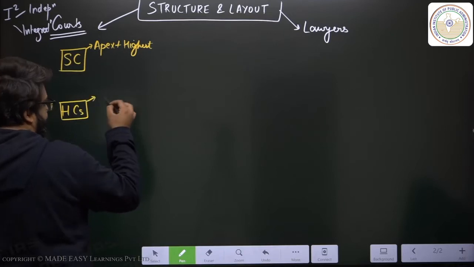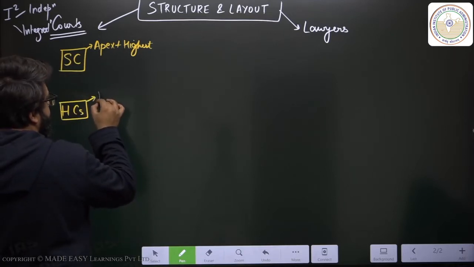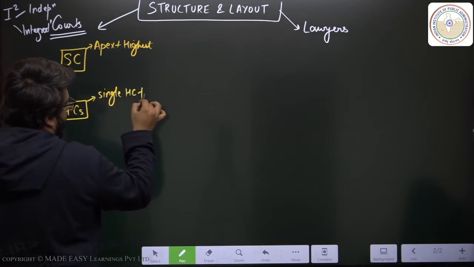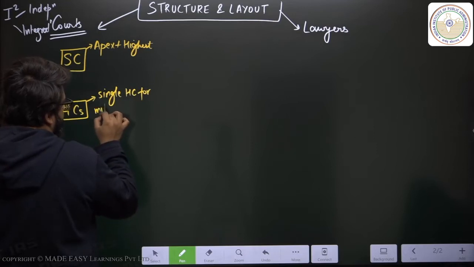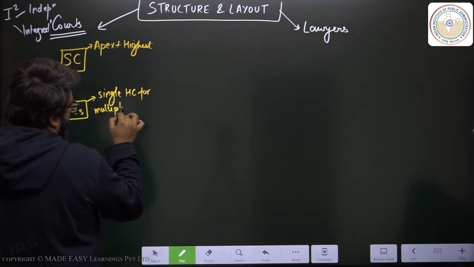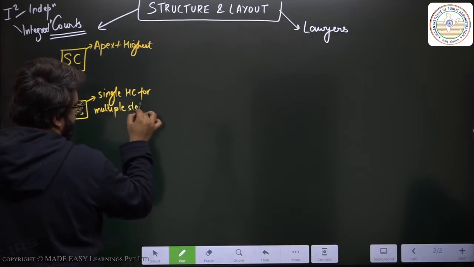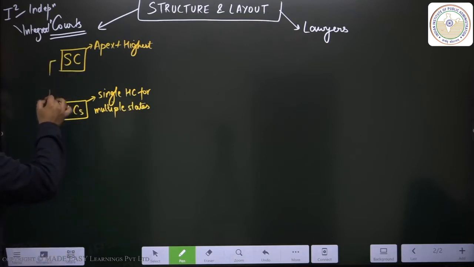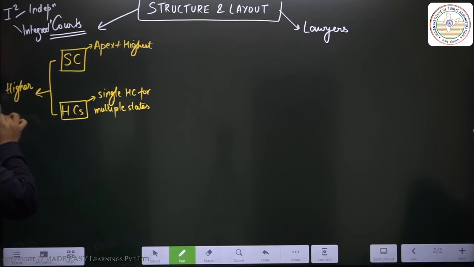There can be a single high court for multiple states also. Now, collectively, the Supreme Court and the High Court are called the higher judiciary.